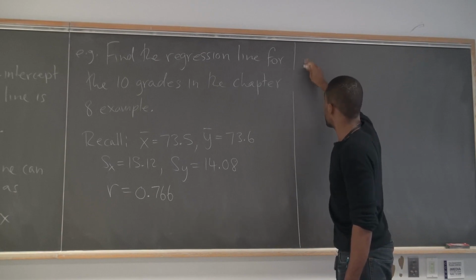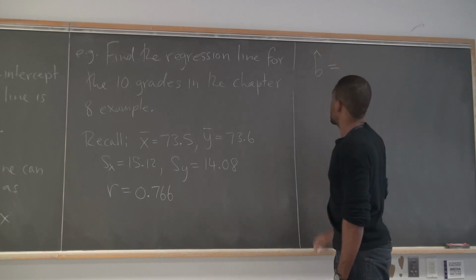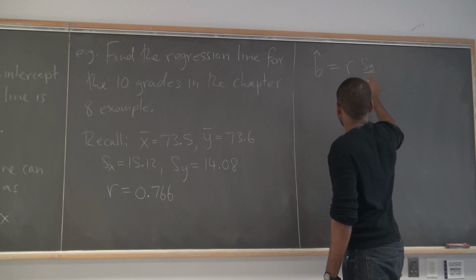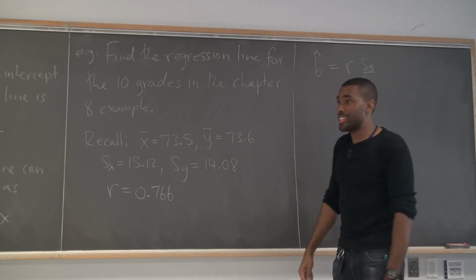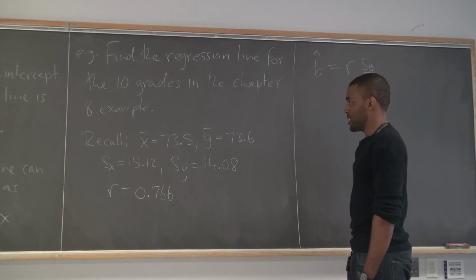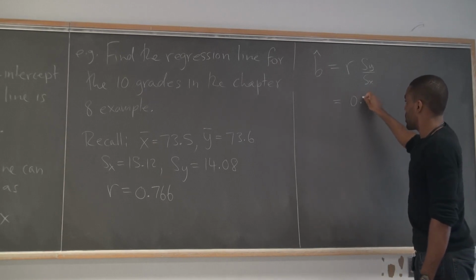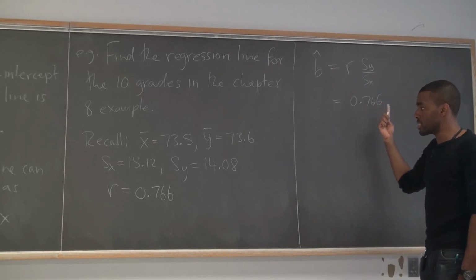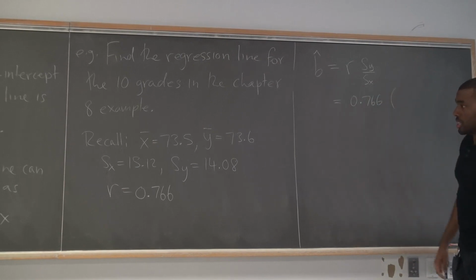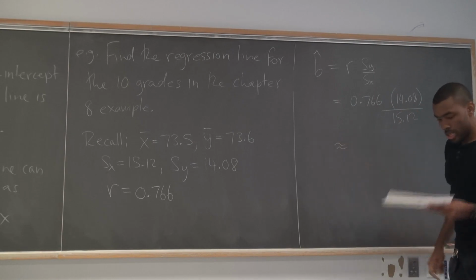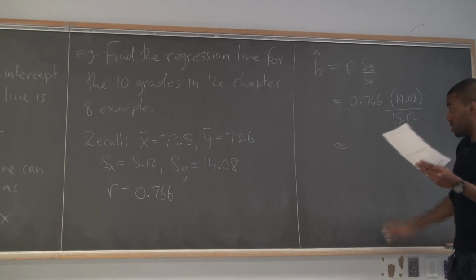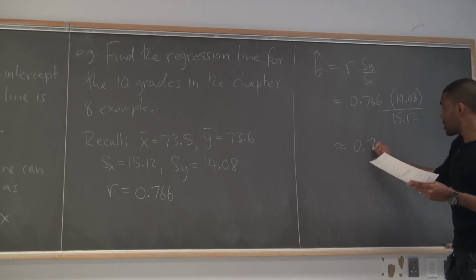So let's actually do this. What do we want to find first? Let's find the b hat. Now b hat is r times sy over sx. Okay, so r is what? 0.766, right? You're at the computer, it's given, you just plug it in here. Your standard deviation for y is 14.08. Then you divide that by the standard deviation for x, which is 15.12. And I computed that, and you would actually have 0.713.